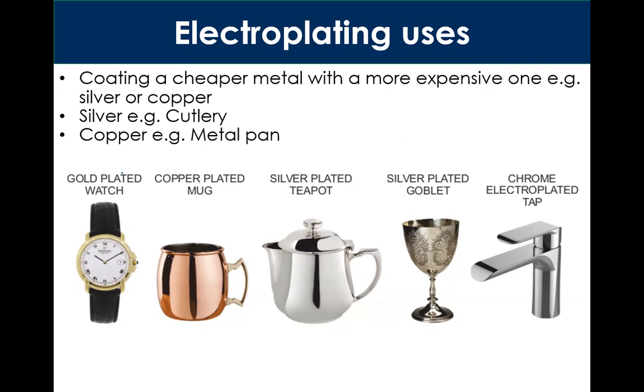So we have a gold-plated watch. We have gold-plated cutlery and utensils, and we have gold-plated jewelry. Whenever you see the word plated, that means electroplating was used to actually plate that metal. We have copper-plated mugs, we have silver-plated teapots, goblets, and chrome electroplated taps.